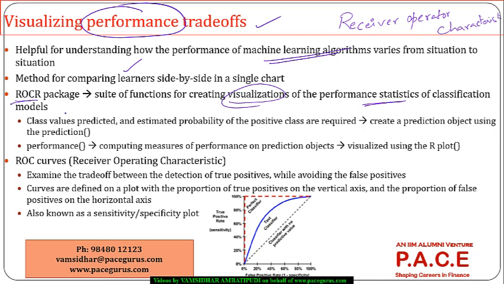The inputs I need to give to the ROCR package are the predicted class values, so we have P1 in our example, which is the predicted class value. I also need to give the estimated probability of the positive class, which we have already taken as part of the data frame. By taking these two things, it will create a prediction object using the prediction function. So I have to give these two as the inputs.